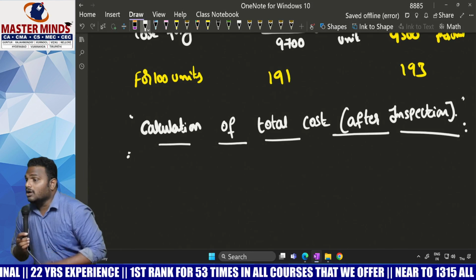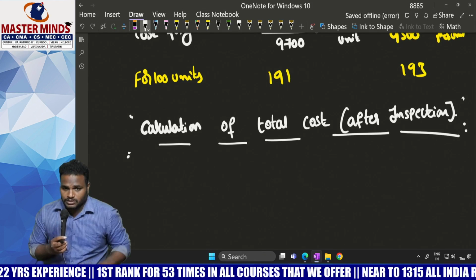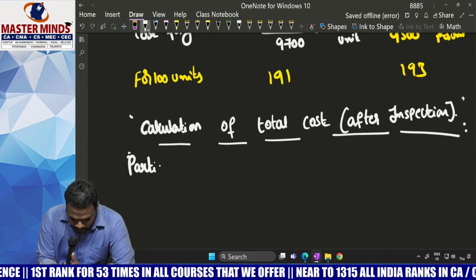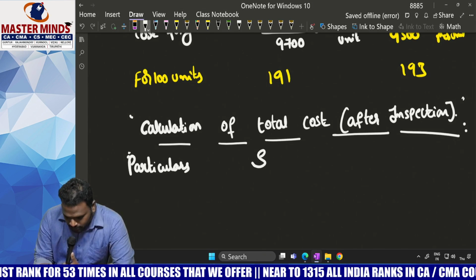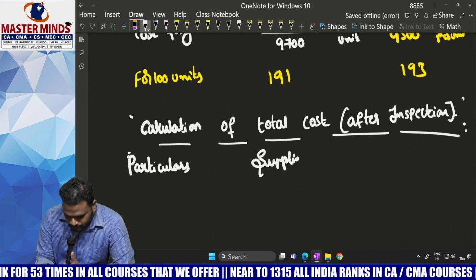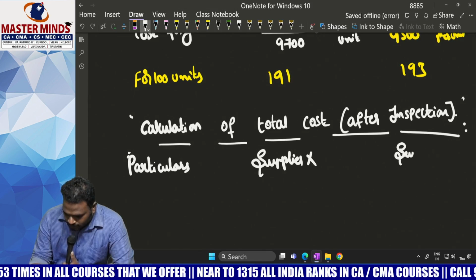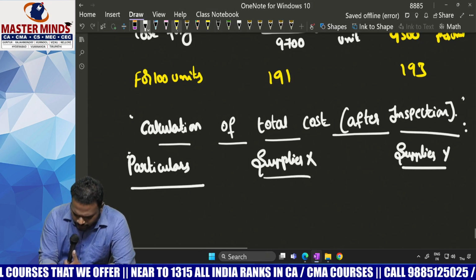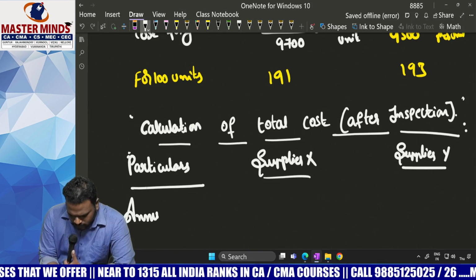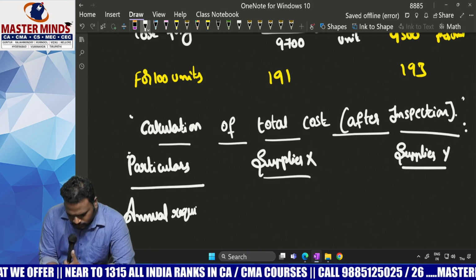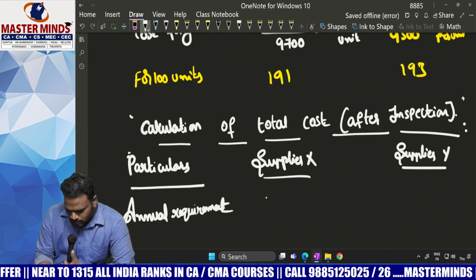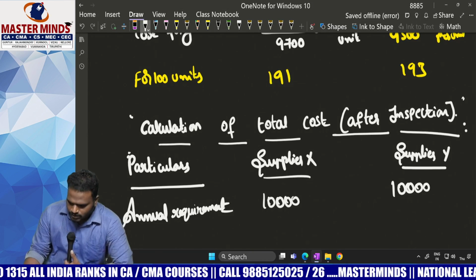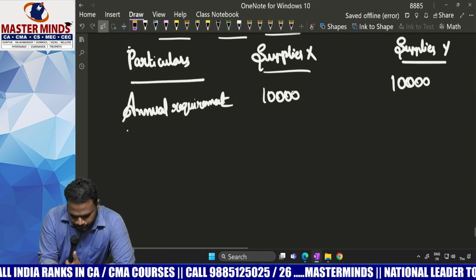Calculation of the total cost after implementing the inspection. Now, particulars: supplier X, supplier Y. What is the annual requirement? 10,000 units. 10,000 units. Now, come to here.